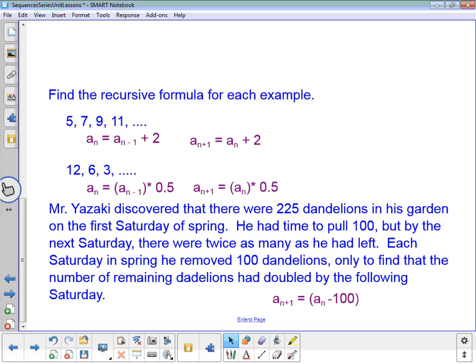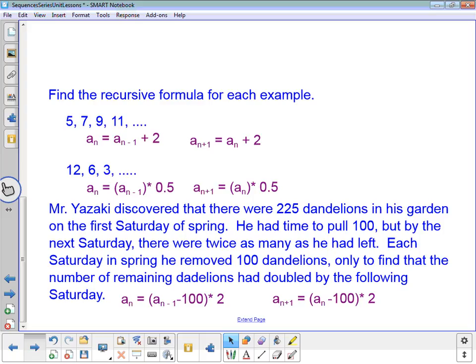Well, however many dandelions I had out there, I minused 100 from it, and then what happened was it got doubled. That would give me the recursive formula to find out how many would be the next time out. Or if I want to go back to the other way, my current term is my last term minus 100 times 2. So those are our recursive formulas. You might have to write some of those.